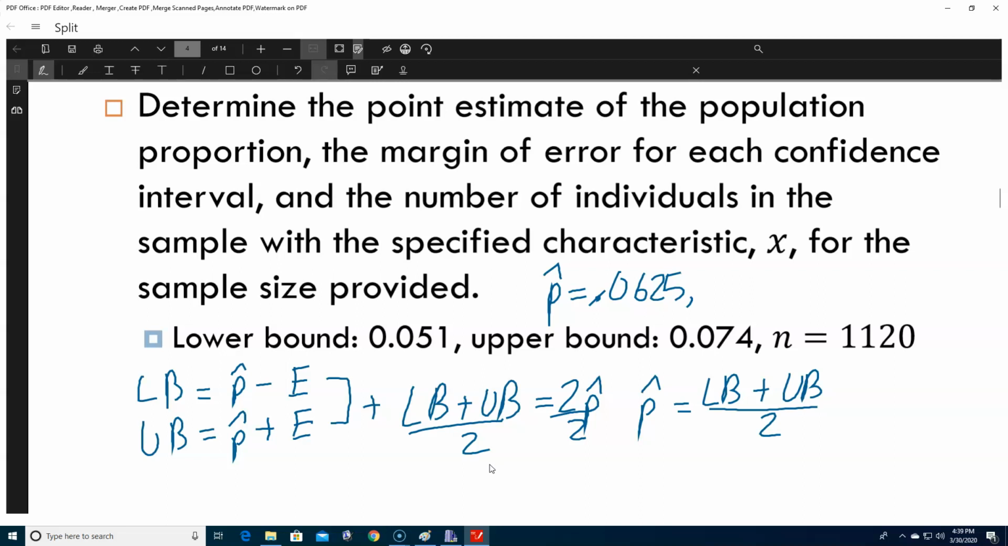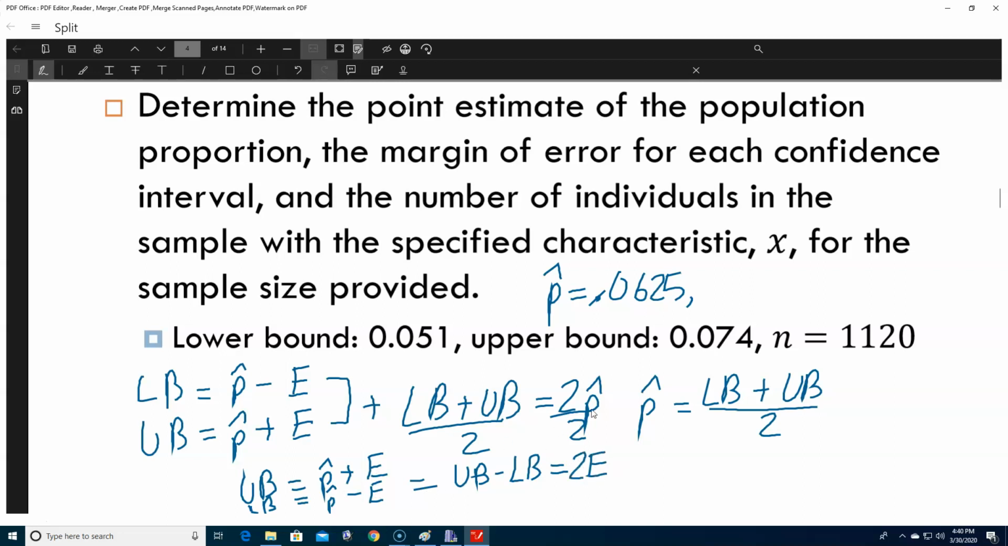Now similarly, we can do this again, but instead of adding the two, we're going to subtract the two. Upper bound is equal to p hat plus e. Lower bound is equal to p hat minus e. If we subtract the two, we get upper bound minus lower bound. P hat minus p hat becomes 0. E minus a negative e is the same thing as e plus e, so that gives me 2e.